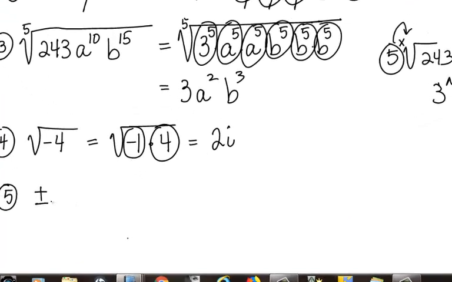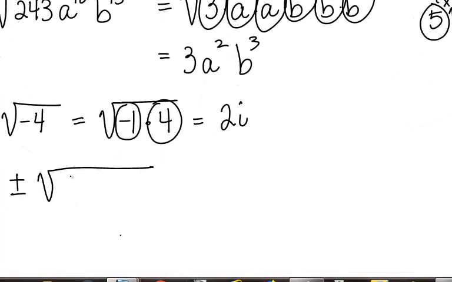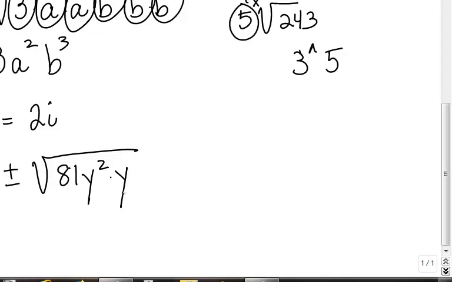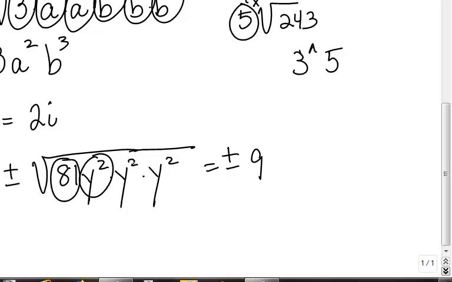Try another one. Positive or negative square root of 81 y to the 6th. You still keep that positive or negative. Don't drop that off. We can split that up into y squared, y squared, y squared. So out of this you can take out 9, so we'd have positive or negative 9, and then y times y times y, y cubed. Plus or minus 9y to the 3rd.